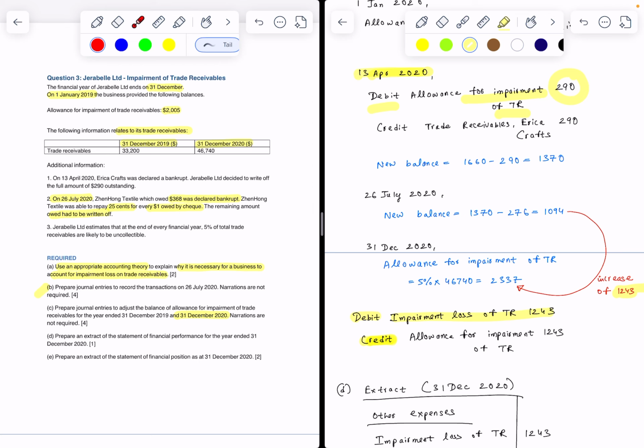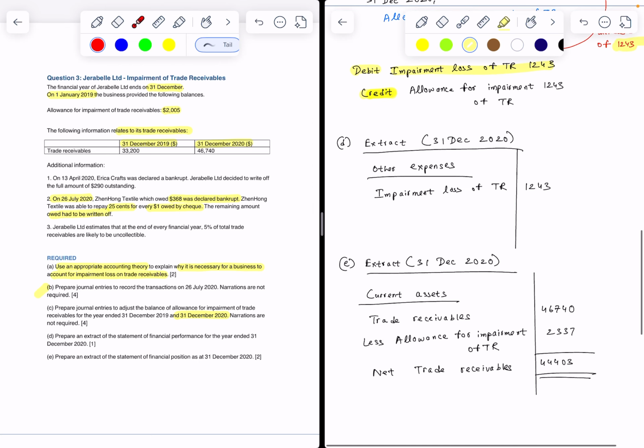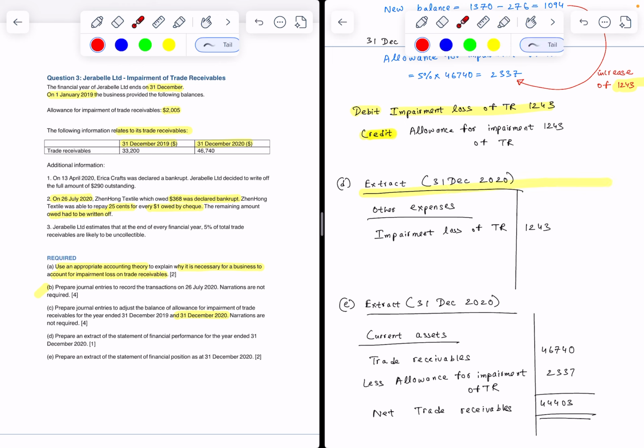All right, so now we can move to Part D. Part D states: prepare an extract of the Statement of Financial Performance for the year ended 31 December 2020. So you'll generally be given all the fancy headings here at the beginning, which is Gerbil Limited Statement of Financial Performance extract at 31 December 2020. So I'm just writing things in short. So at 31 December 2020, when you're preparing the Statement of Financial Performance, which is also what we call the income statement, we will report the expense, which is the impairment loss on trade receivables that we have just calculated, of $1,243. So we will report it under other expenses, impairment loss of trade receivables or on trade receivables, it doesn't really matter, of $1,243.